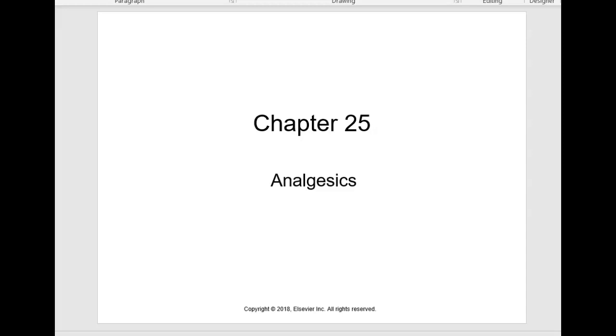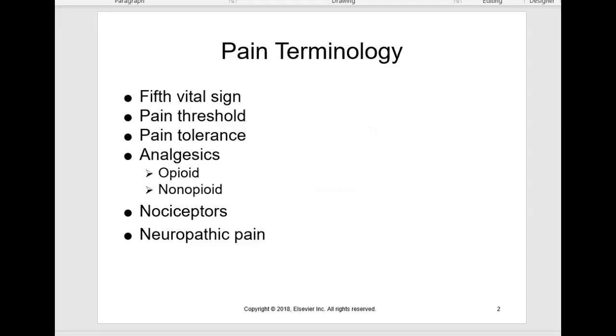This lecture is going to go over analgesics. Specifically, we have a little introduction to pain and talk about acetaminophen and opioid analgesics. So pain is considered the fifth vital sign.